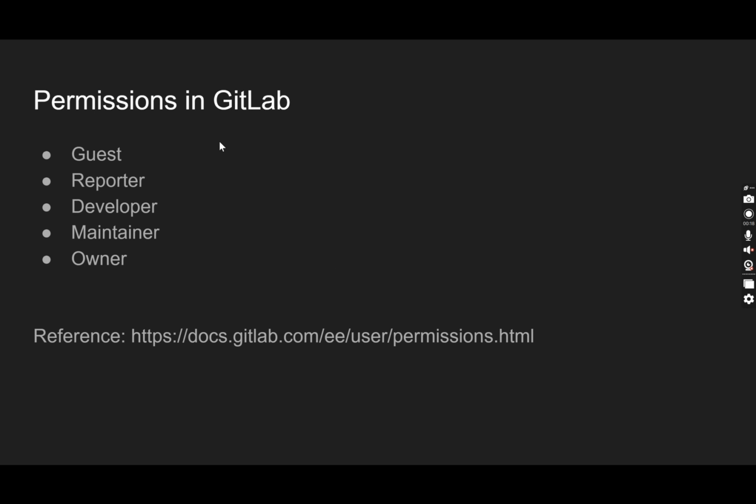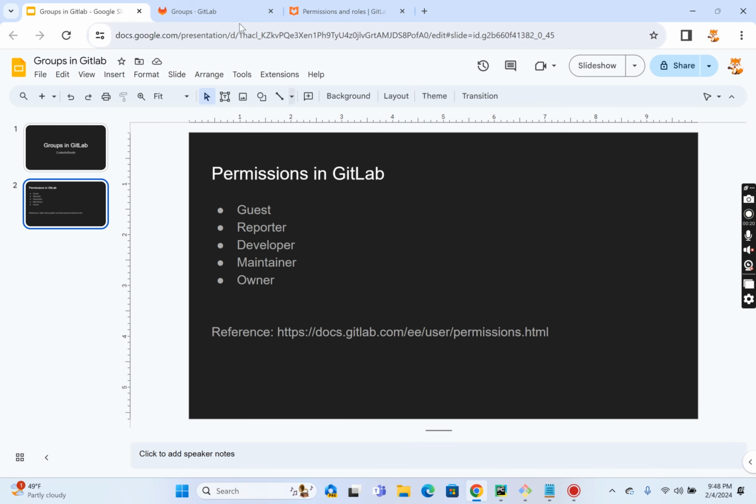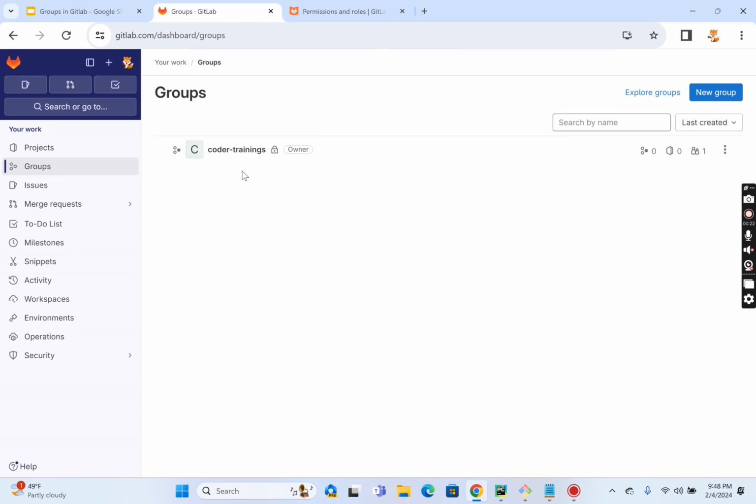Okay, so I have a GitLab account, and I'll show you how to create groups. If you log into GitLab, on the left-hand side you will see projects, groups, issues, merge requests. There are several sections you will see. We'll go through each of these sections one by one in various videos. So in this video, let's discuss groups.